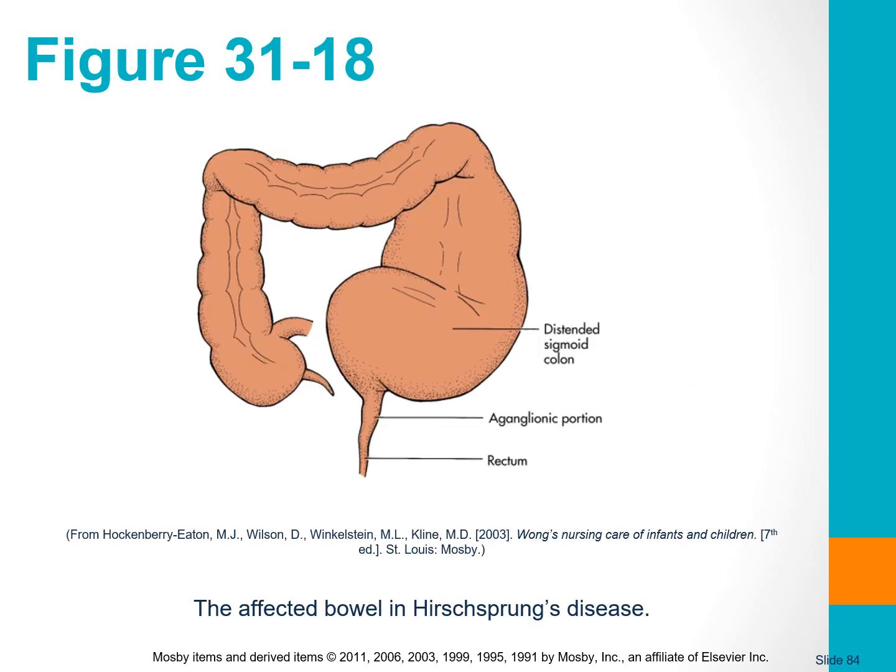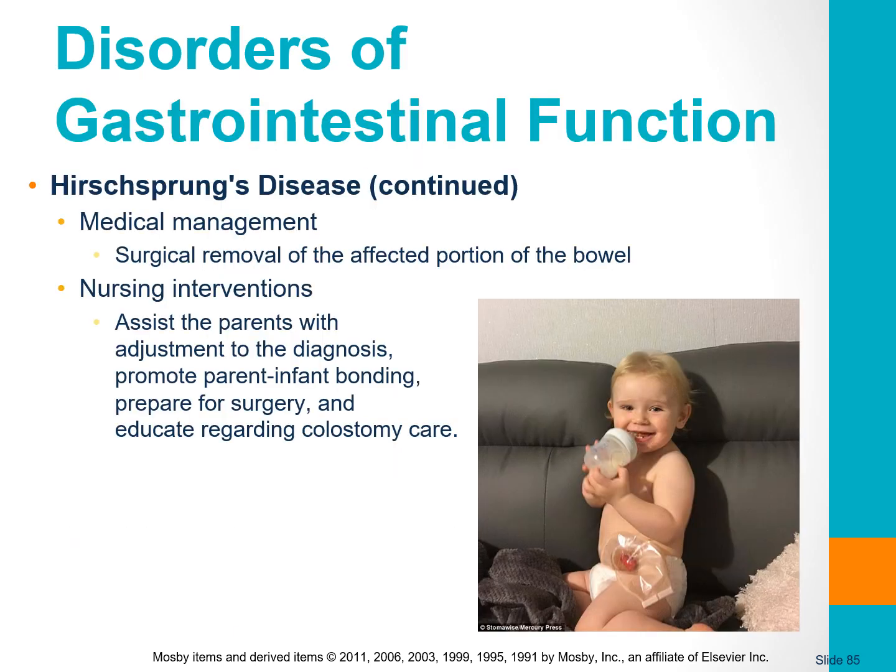So as you can see in this photo, there's an enlarged portion of the bowels here where there's no peristaltic waves in this portion, which causes the defect to be enlarged, and stool essentially backs up in this area because it can't move through.